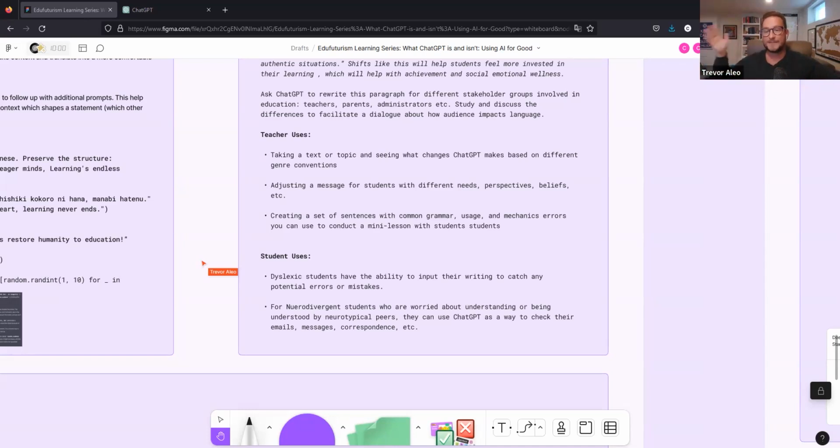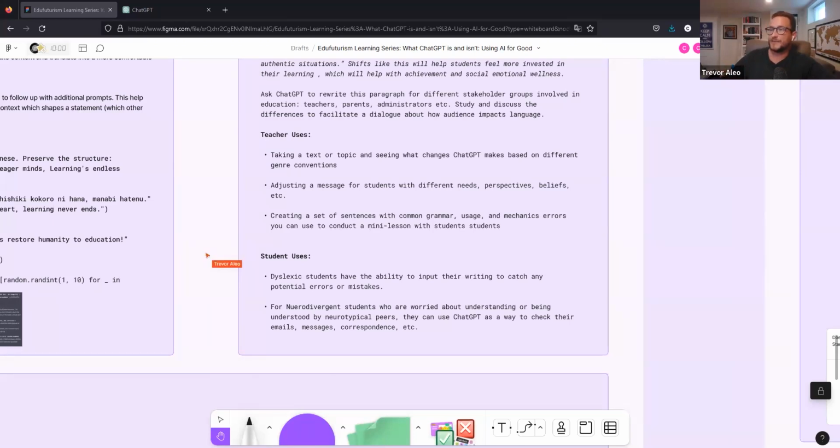So that is a really great time saver that can help you figure out what grammatical or mechanical issues or struggles your students are having, and create sets of sentences that you can work with them on. I also think that students themselves can take advantage of some of the benefits of this writing for different purposes, audiences, and contexts.